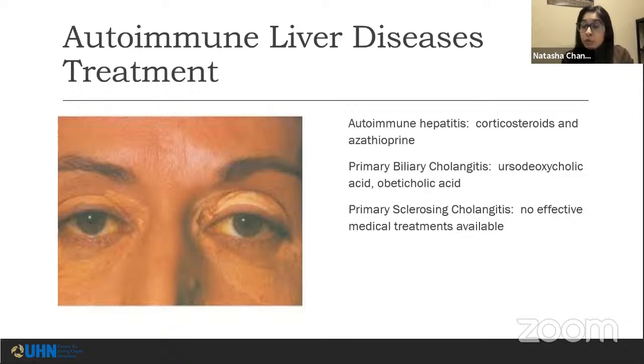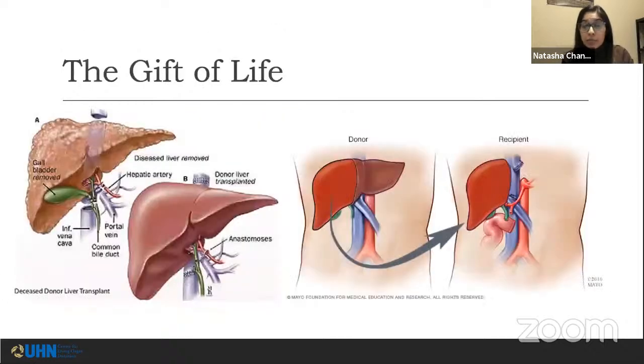And there are two autoimmune cholangitic diseases, PBC and PSC. PSC, unfortunately, has no treatments, and clinical trials are now underway to find medications for these patients. Unfortunately, 50% of people with PSC may need a transplant in their lifetime.